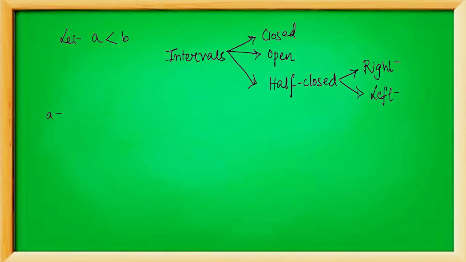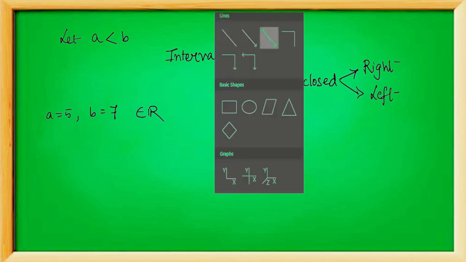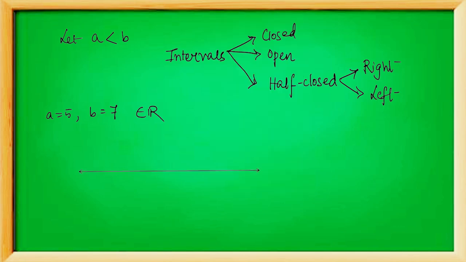So suppose A is 5 and B is 7. Both these are real numbers. Let us consider the number line. We take the number line and say this is the position of 5 and this is the position of 7. This is obviously the real number line. By a closed interval, we mean all the numbers in between 5 and 7, and it includes 5 and 7 as well. So all real numbers in between 5 and 7 inclusive of both. This is basically the closed interval 5 and 7.